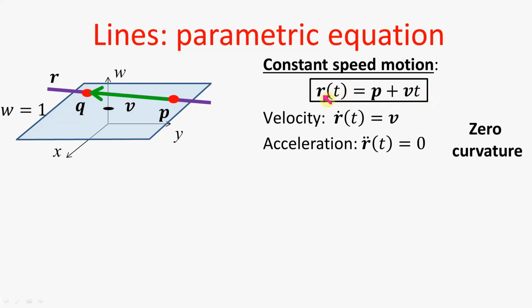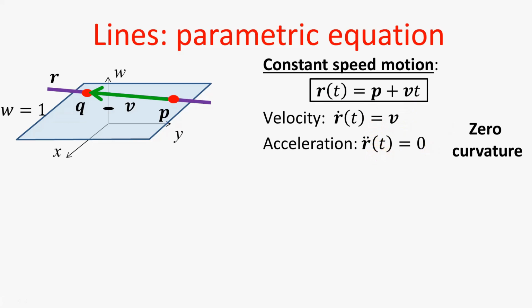If we compute the time derivative of this motion, the derivative will be equal to v, so indeed we have a constant speed motion because v is a constant vector and is independent of t. If we compute the second derivative, which means the acceleration, the second derivative will always be 0.